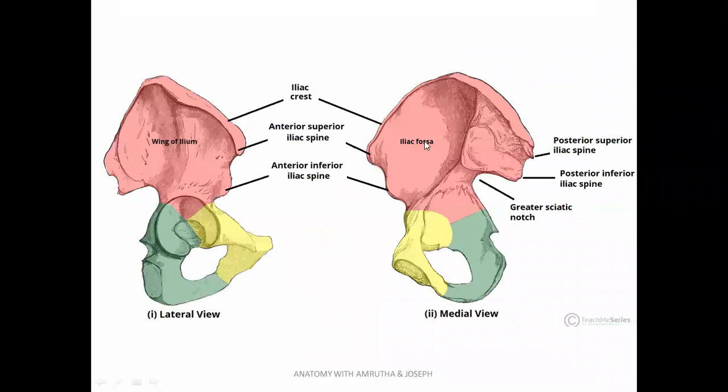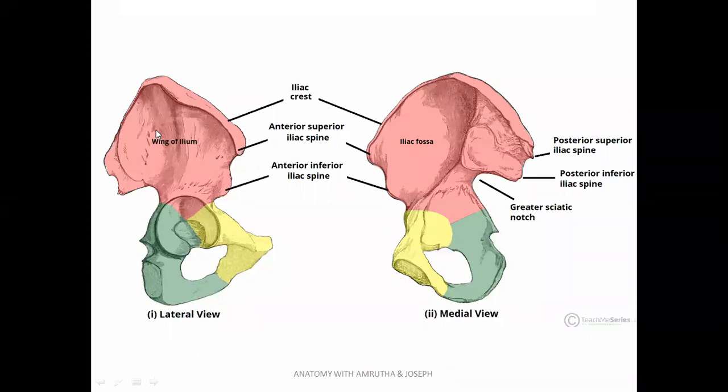Let's see this. This is a hip bone in detail. So this is how it is arranged. It has three parts: the ilium, pubis, ischium. When we talk about each part, the ilium is called the wing. This part is called the wing of the ilium, which is an expanded part, having a prominence on the upper aspect called the iliac crest. Anterior to the iliac crest, there is the anterior superior iliac spine.